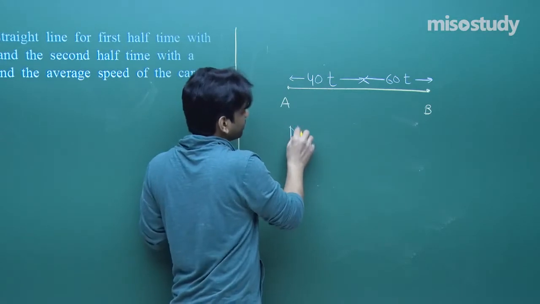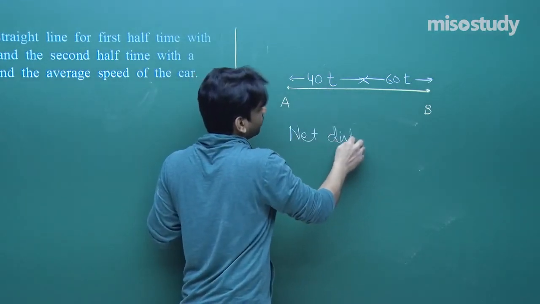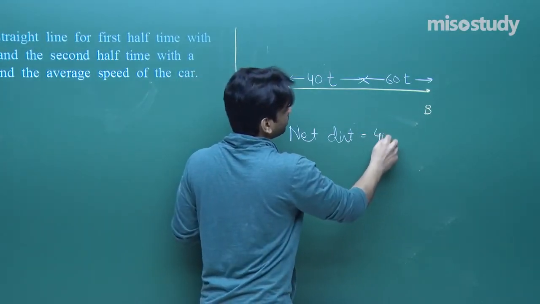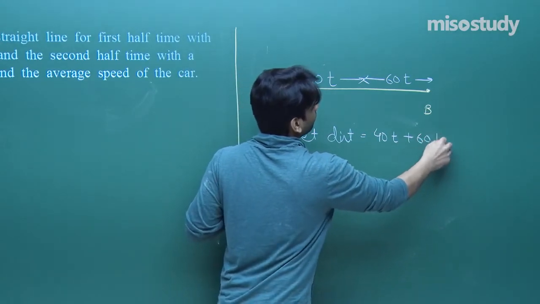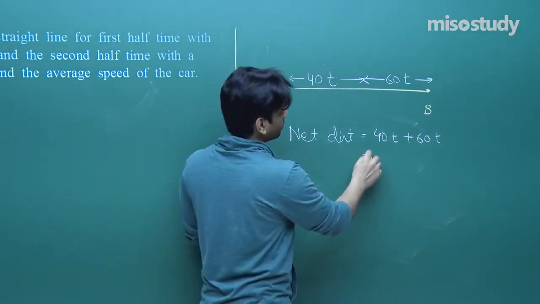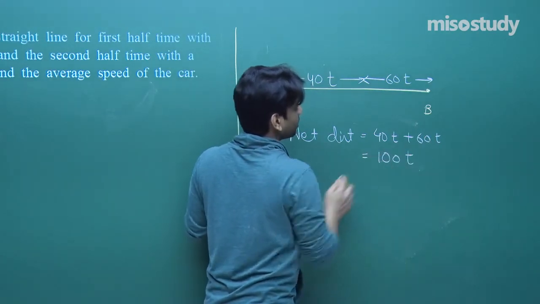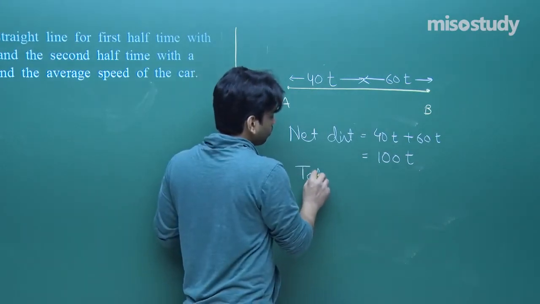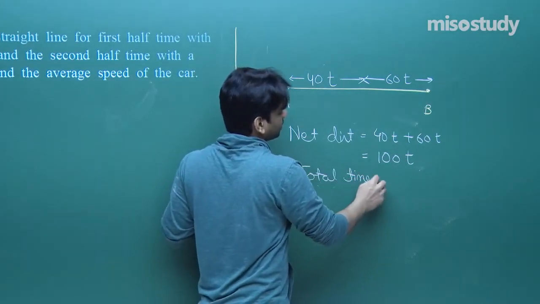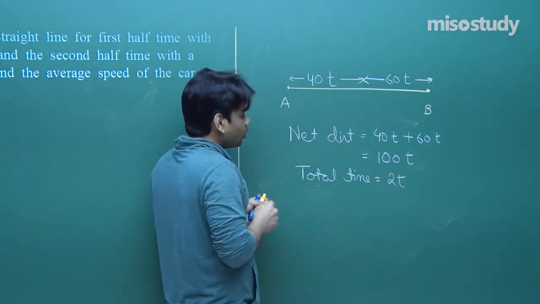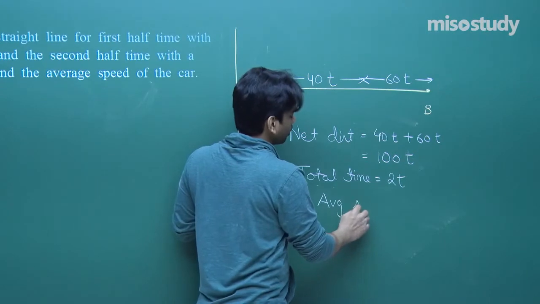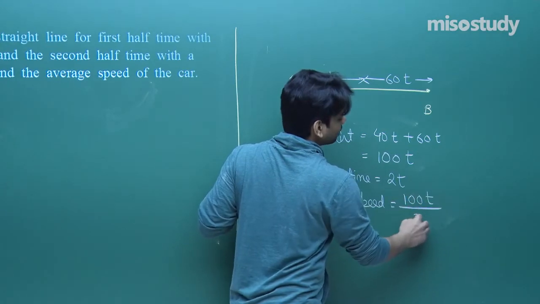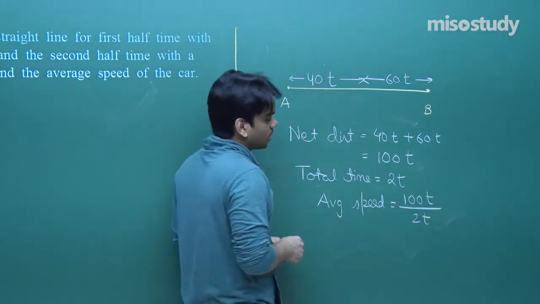So net distance that it would have traversed will be 40t plus 60t, in kilometers also, that will come out to be 100t. You got net distance, you got total time, that is 2t. Now, average speed, this is what we are looking for. Total distance upon total time, 100t divided by 2t, you will get this as 50 km per hour.